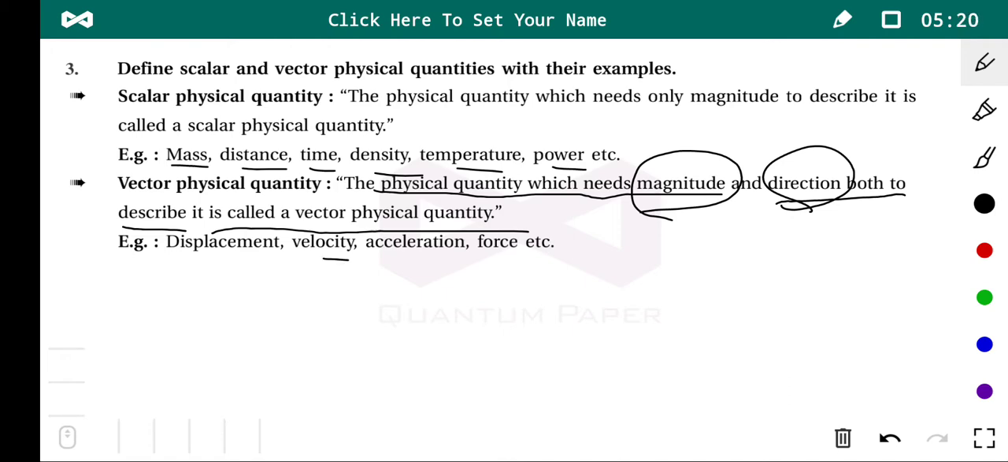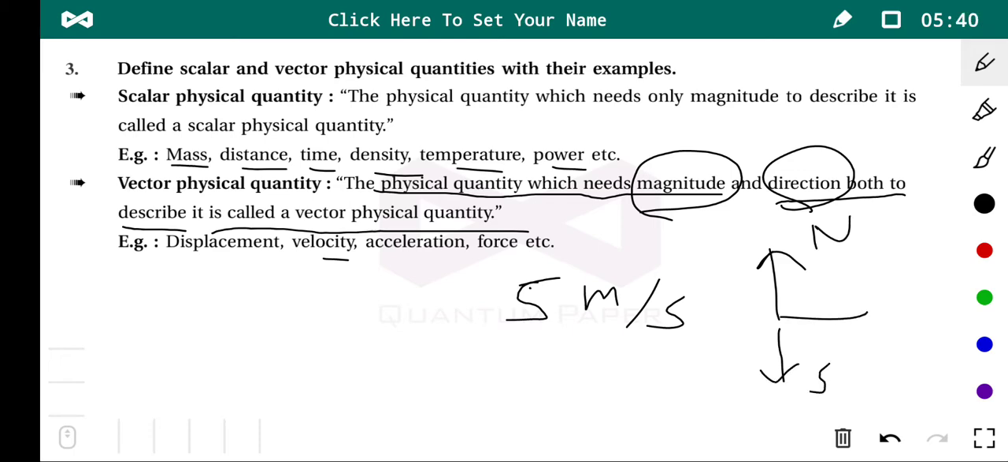Suppose we take velocity. Suppose we say an object moves with a velocity of 5 meter per second, but we have to know about direction, in which direction it moves. It can move in a north direction, it can move in a south direction, it may be on the east, it may be on the west side. So we have to define direction too.